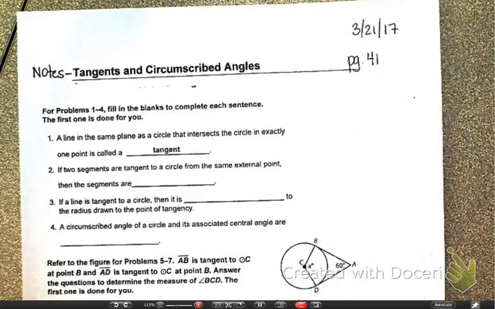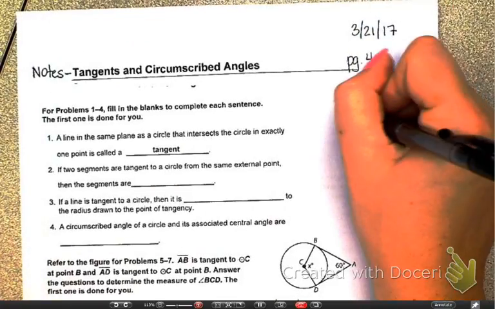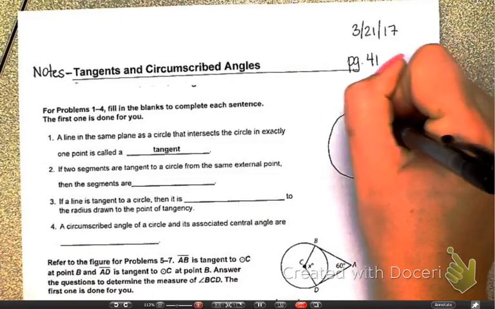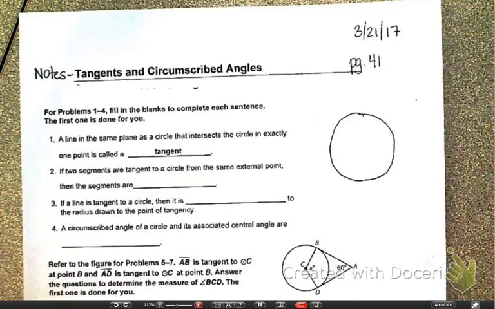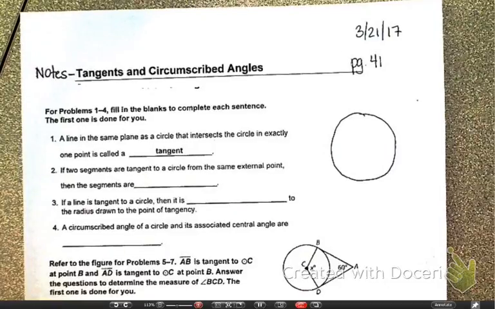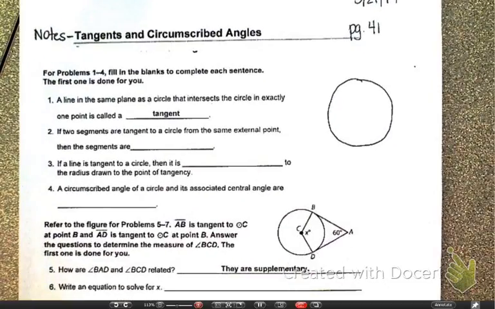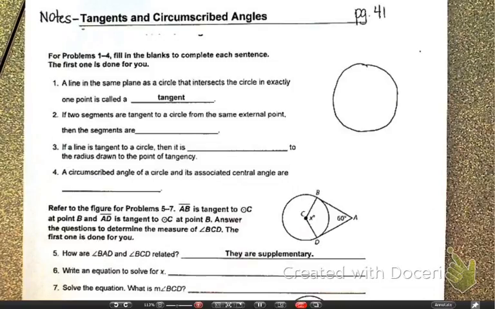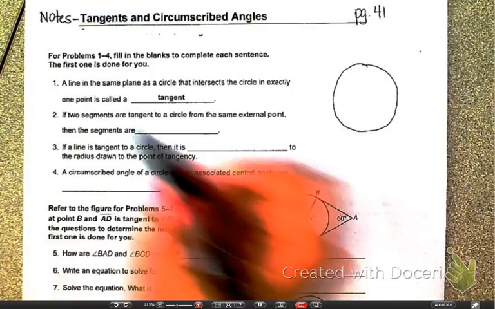Okay, so first thing I would like you to do is draw a circle off to the side here because we're going to fill in some information. So we're going to use problems 1 through 4 and fill in the blanks. And this is all like definition stuff.